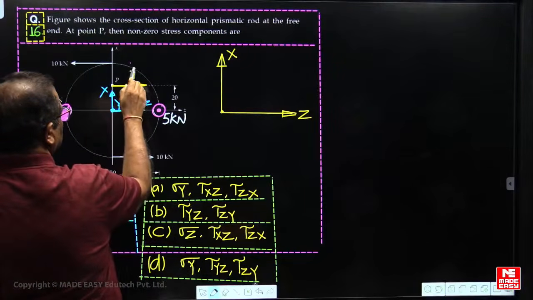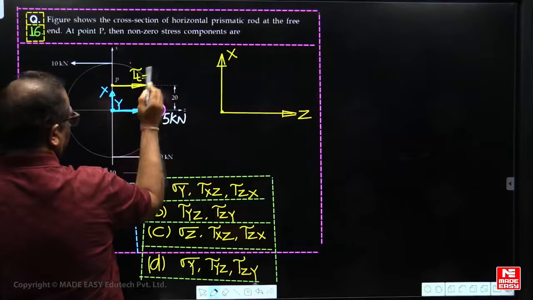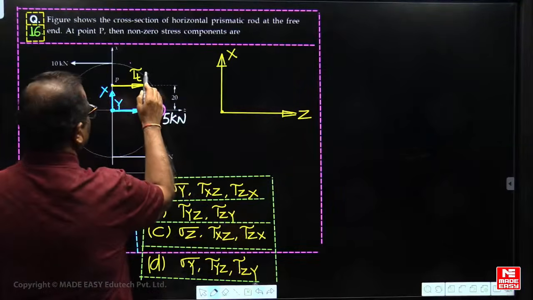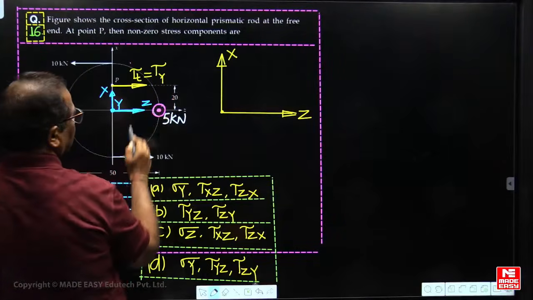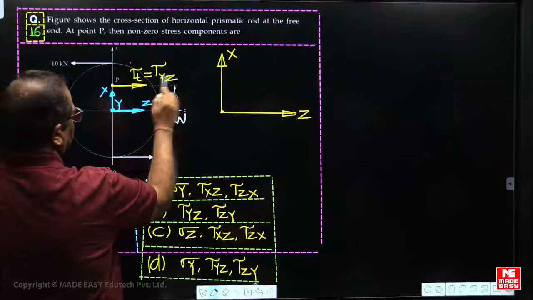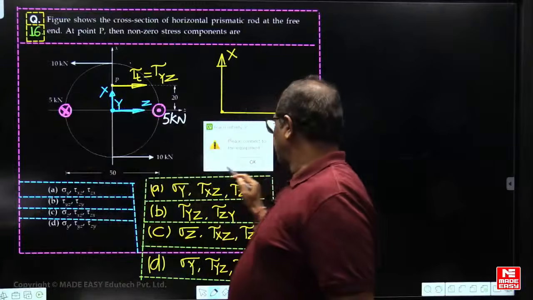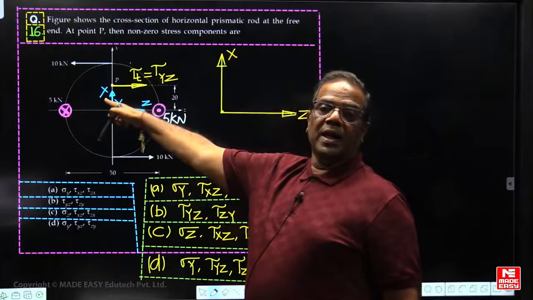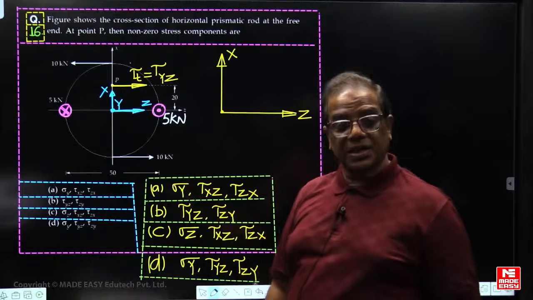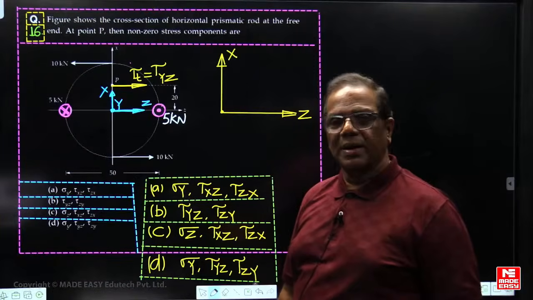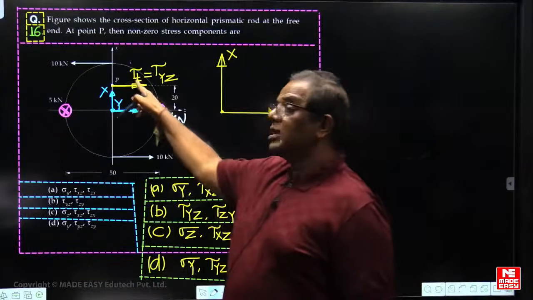This is torsional shear stress. First, what to write? Write the plane. Which plane is it now? Y. Which direction? Z. At point P, we get torsional shear stress tau YZ and the complementary shear stress tau ZY. But everybody is going to take the bending stress.